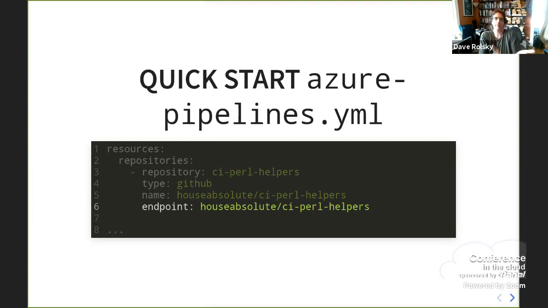You can have them be the same, or this endpoint could just be called GitHub, because really you're just connecting to GitHub with this service connection. But in the docs, I just keep them the same for simplicity.